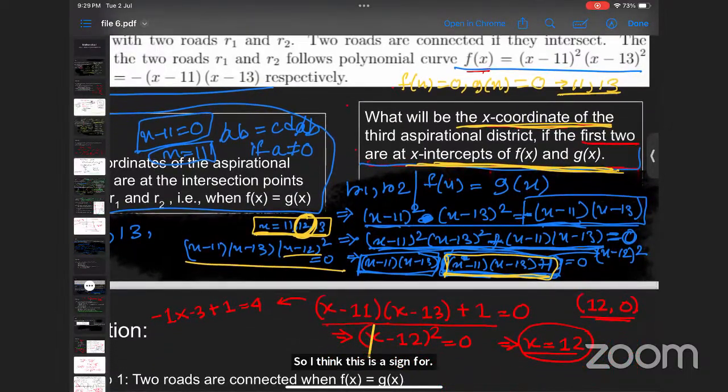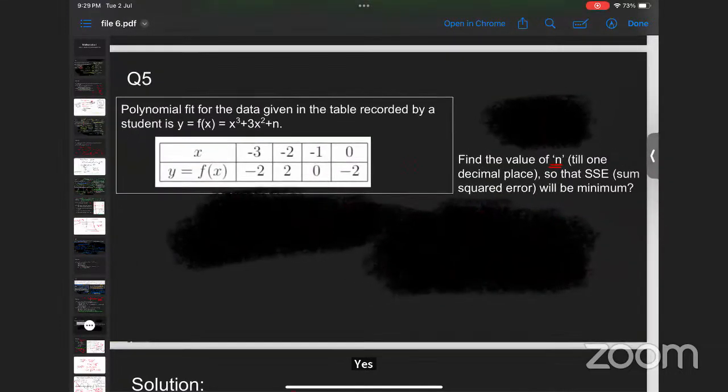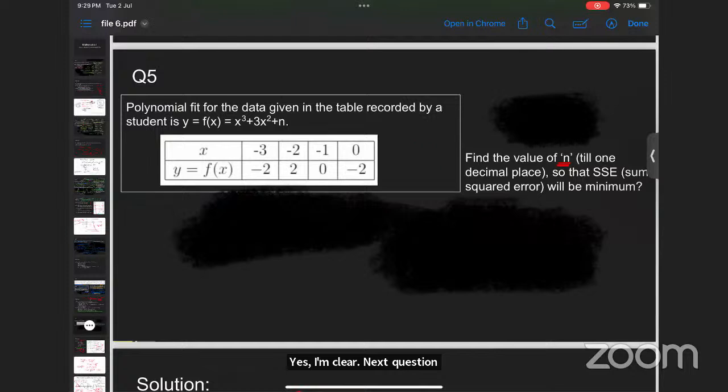Clear. Next question. So this is the last question, try to solve it. I'm just thinking about what you mentioned: if you put x equal to 12, then we'll get the y coordinate. Then is it called a root? Because it should be an x-intercept. No, no, it should not be a y coordinate. This is not a root.